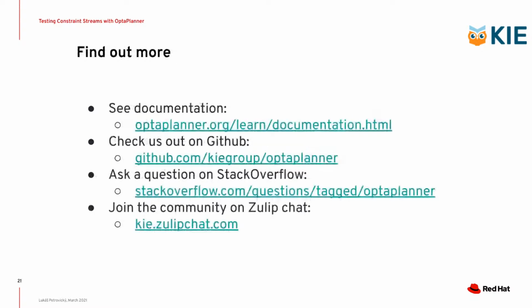And finally, this is where you find out more. So we have fairly comprehensive documentation. You can also check us out on GitHub, where all the source code is. You can ask a question on Stack Overflow. We are there pretty frequently. We answer questions. And of course, if you have any questions or if you want to chat about a particular problem that's been bothering you with OptaPlanner, please join us in the community on the Zulip chat.